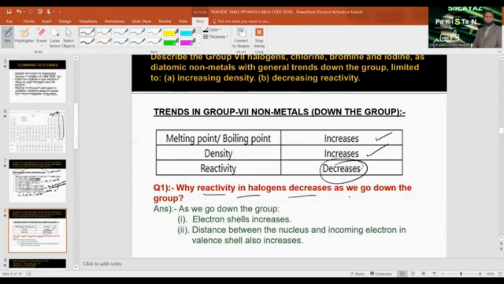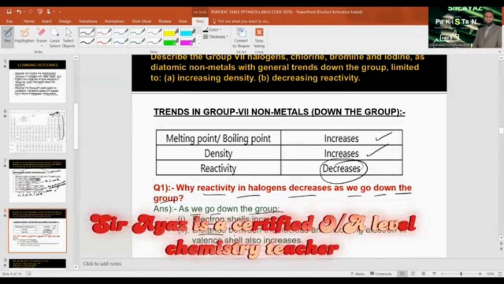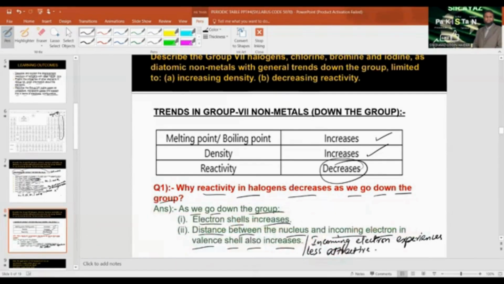Why does reactivity in halogens decrease as we go down the group? As we go down the group, electron shells increase. The distance between the nucleus and the incoming electron in the valence shell also increases, which means the incoming electron experiences less attractive force by the nucleus. There will be less attractive force between the nucleus and the incoming electron because the distance between the nucleus and the valence shell increases down the group.